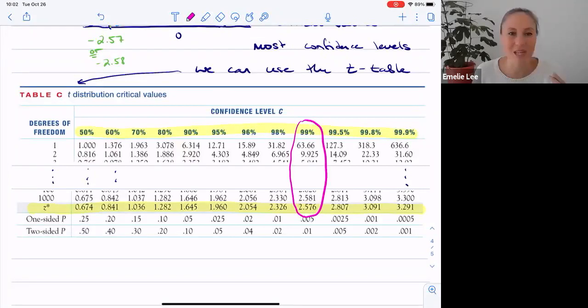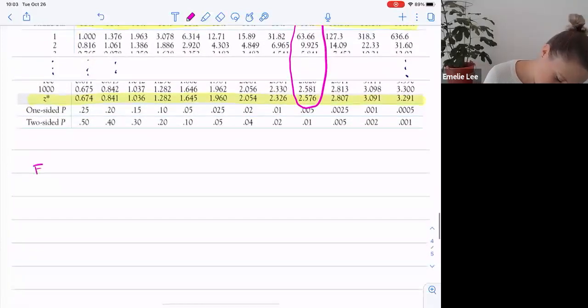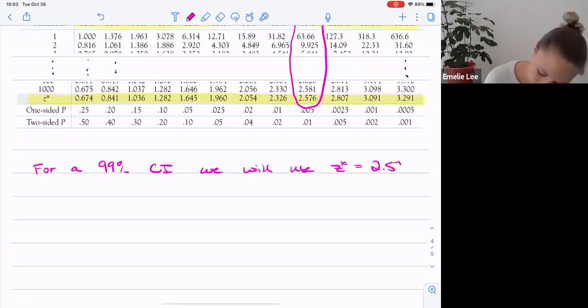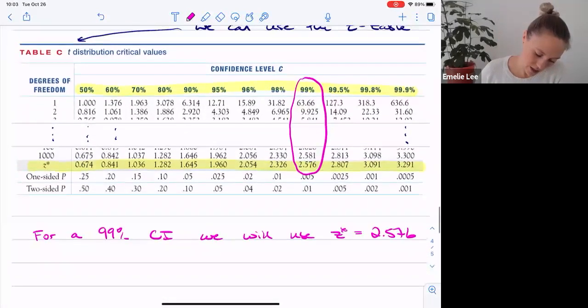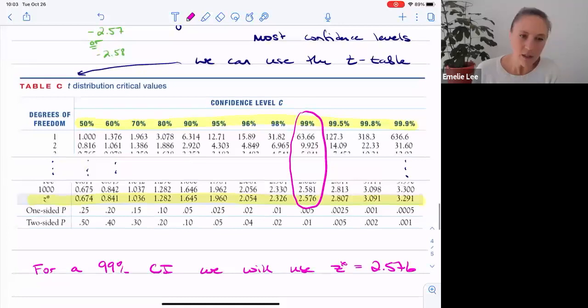We're going to use a Z star of 2.576. So for a 99% confidence interval, we will use Z star equal to 2.576. Okay, so now we have that shortcut. So that's not going to be an issue, right? But that's where it came from.